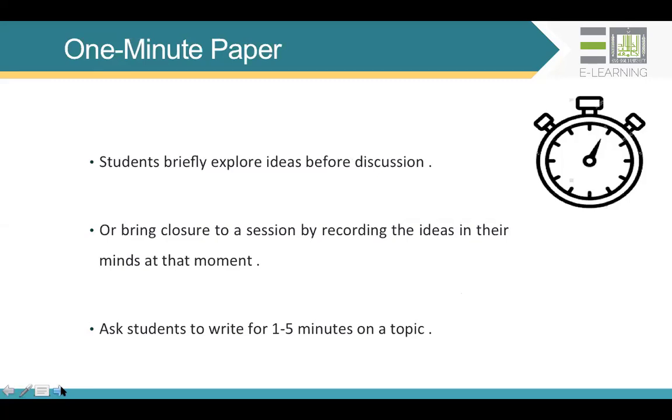Another simple strategy here is the one minute paper. In this strategy, you could enable students to explore ideas before a discussion or bring closure to a session. How can we use it? We ask students to write for 1 to 5 minutes on a topic or in response to a question that is developed for the class period. So it will allow you to get an indication of student prior knowledge, let's say, or their understanding of the presented topic.